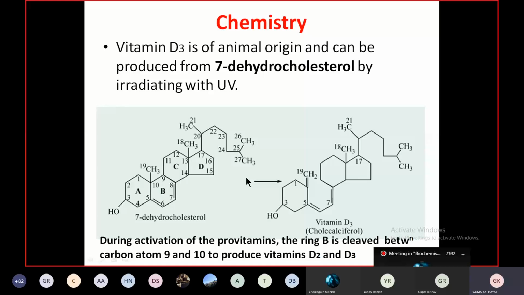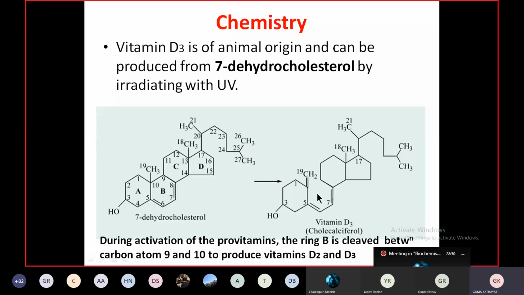Okay, see, this is the ring A, B, C, D. Under the presence of UV light, ring B is opened, between carbon number 9 and 10. If you count the carbon numbers: 1, 2, 3, 4, 5, 6, 7, 8, 9, and 10. Ring B is cleaved between carbon atoms 9 and 10 to produce vitamin D2 and D3.